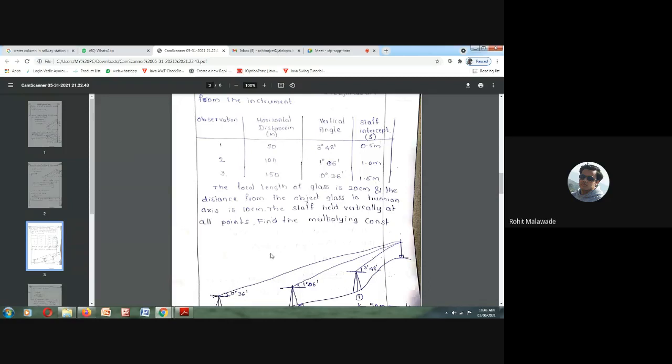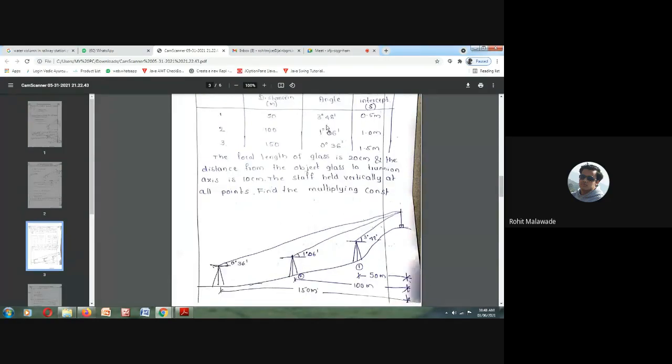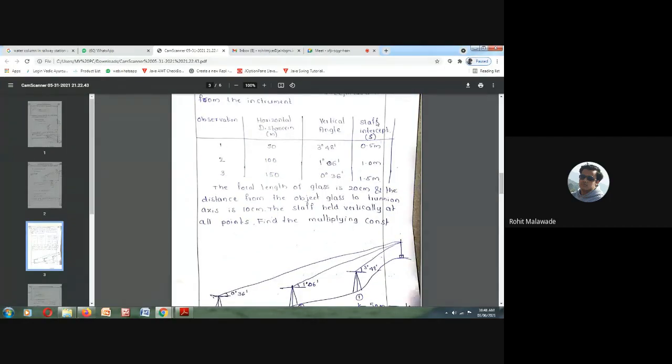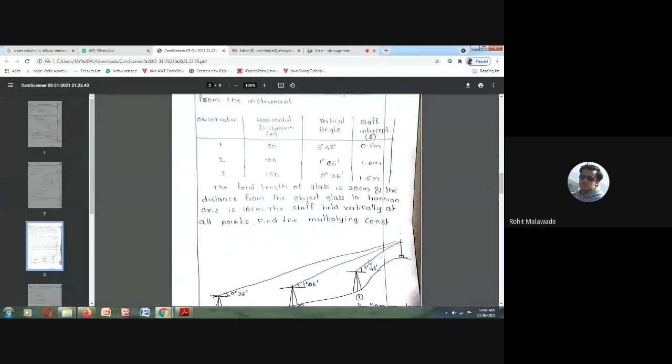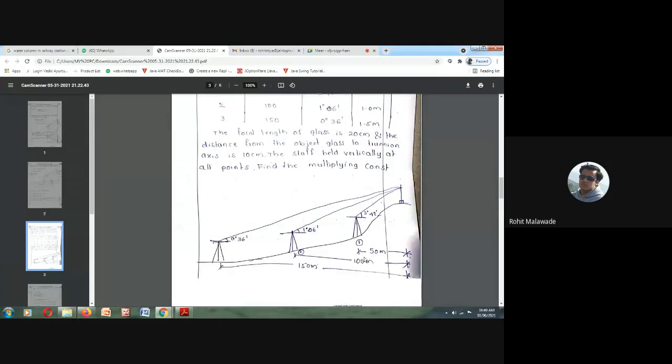Then for 100-meter distance, your vertical angle is 1 degree 6 minute, and your staff intercept reading is 1 meter. From here, if you read it, you are going to get a 1 meter reading. Because here what is happening? You are moving from the top position to the downward position, so your height is increasing.